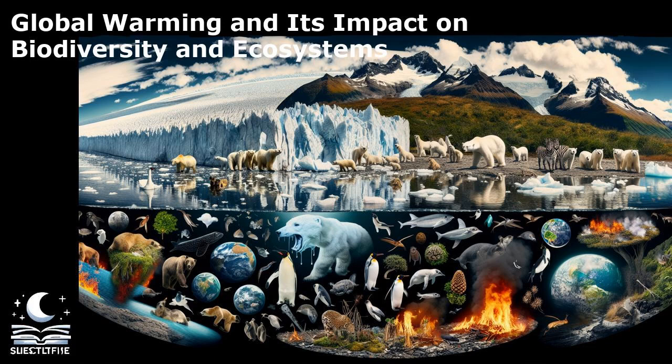Another fascinating fact is that rising temperatures are disrupting the timing of natural events, such as flowering and migration patterns, leading to mismatches between species that depend on each other for survival. This disruption can have cascading effects on entire ecosystems, affecting food chains and biodiversity. The impacts of global warming on biodiversity are already evident in the rapid decline of species worldwide. According to the Intergovernmental Science Policy Platform on Biodiversity and Ecosystem Services, IPBES, up to 1 million plant and animal species are at risk of extinction, with climate change being a major contributing factor.